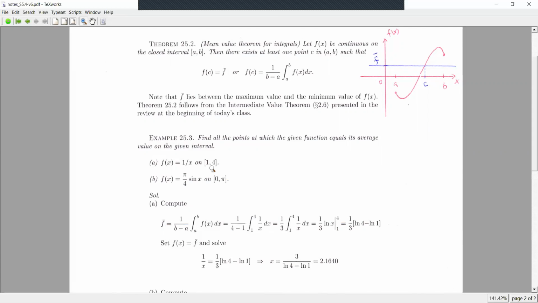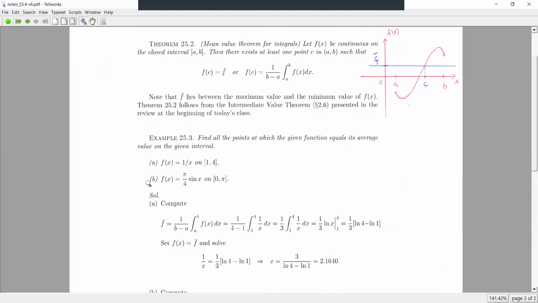Now to find a point C between 1 and 4 such that the function value at C is equal to f bar, we set the function equal to f bar and solve this equation. The right hand side is f bar, the left hand side is the function. The solution to this equation is this number, 2.1640. Clearly, this number is between 1 and 4.